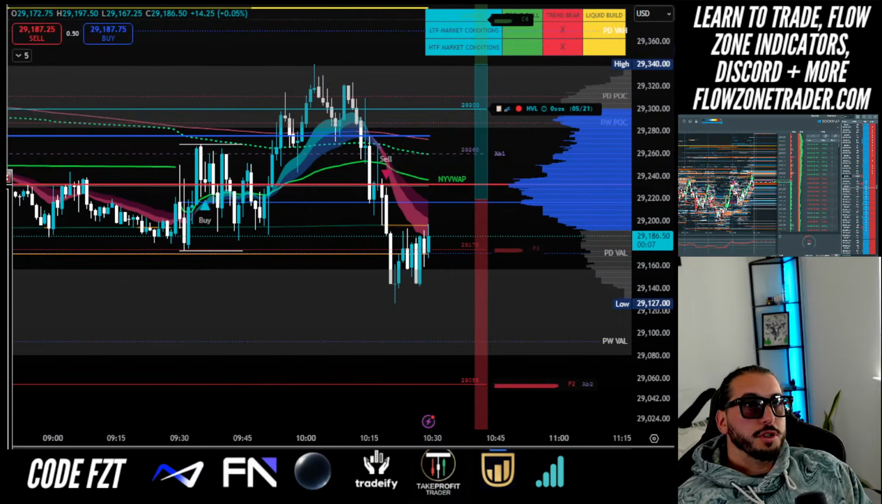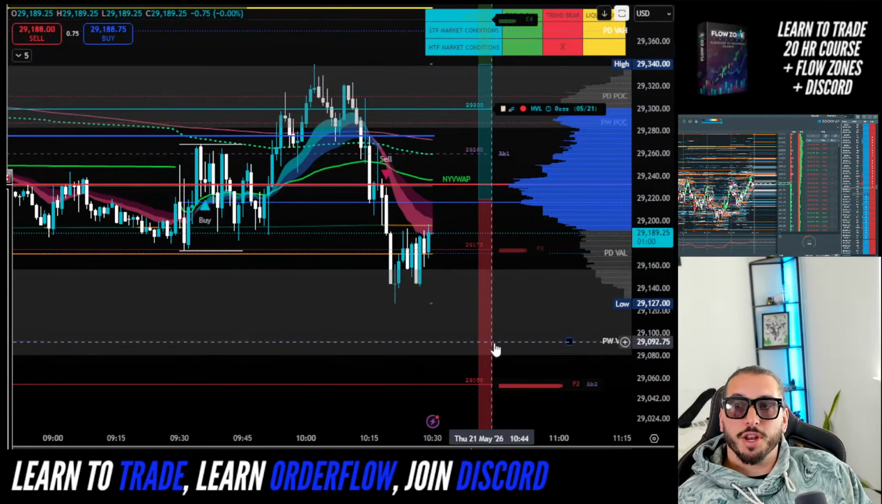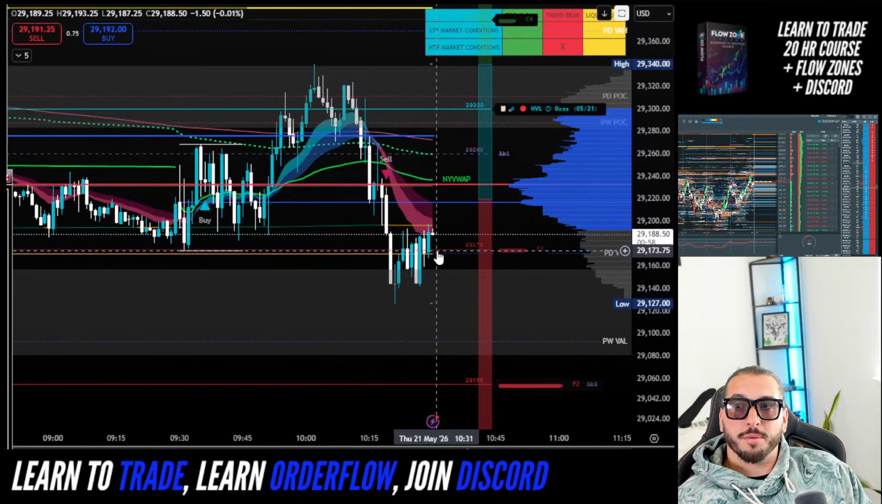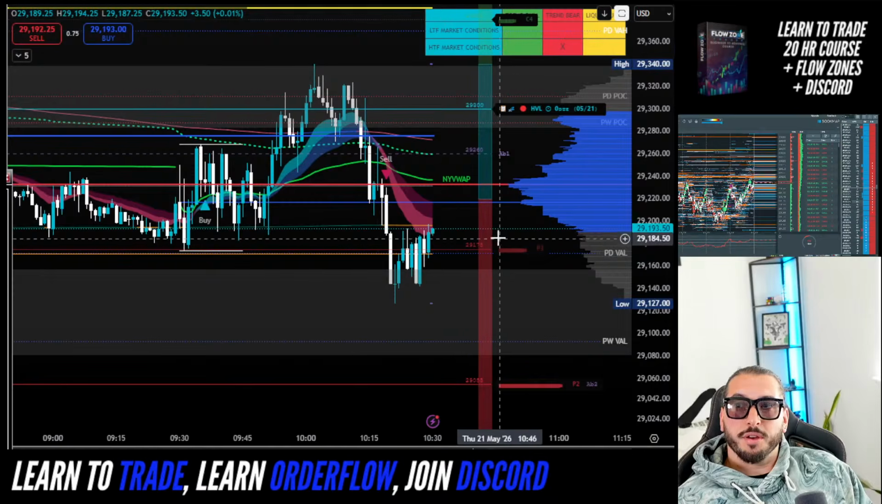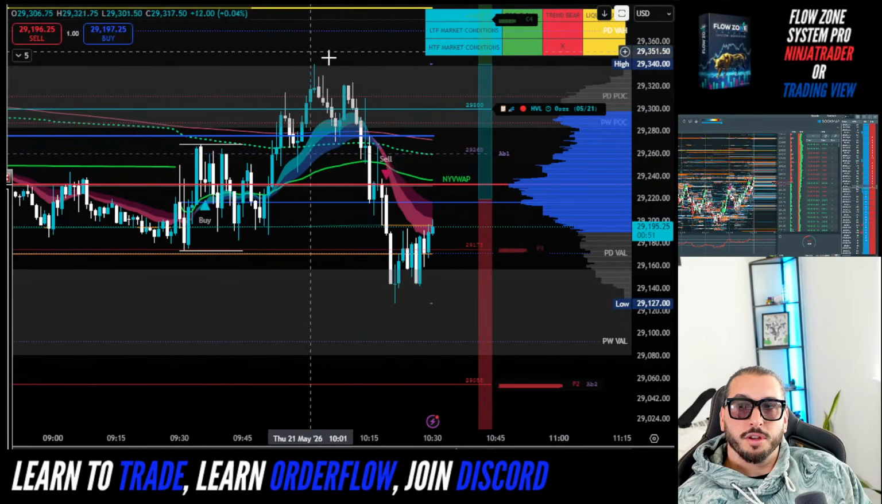That was the move to 200. He's still on the bid. It's really impressive. He's still there. So he's trying to reclaim value. He's trying to hold previous week value area low and reclaim the previous day's value and reclaim current day's value. He's trying to get this back inside for a rotation.